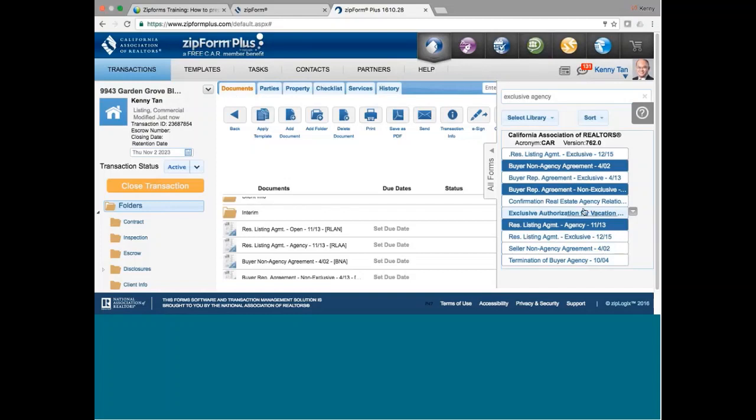Confirmation of real estate agency relationship form. Now, this is the form that you want to use if you want to confirm the relationship.